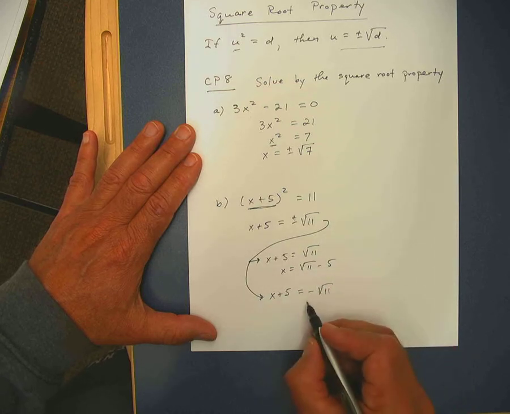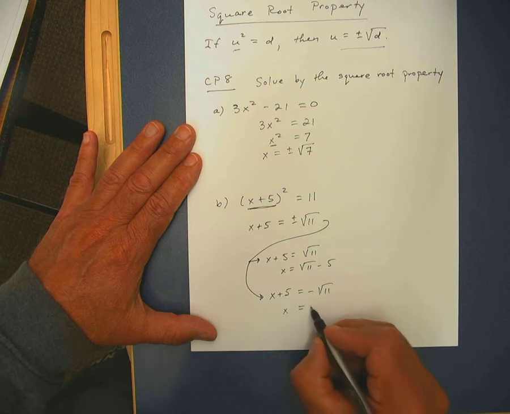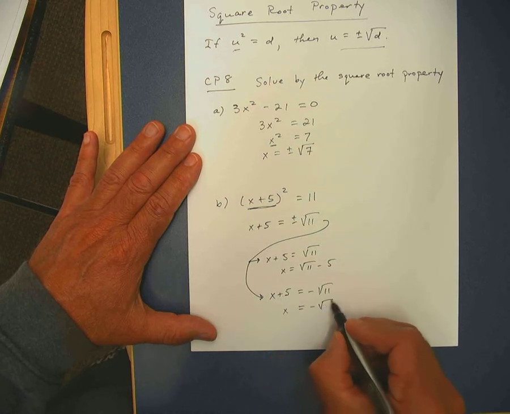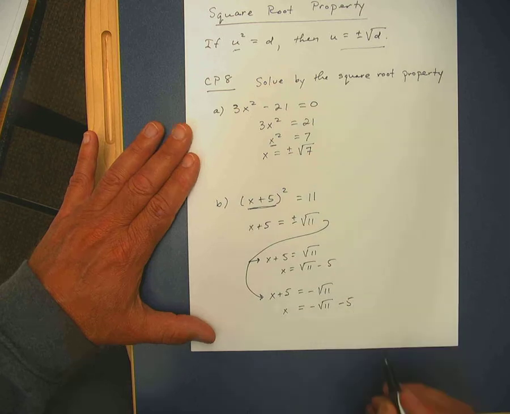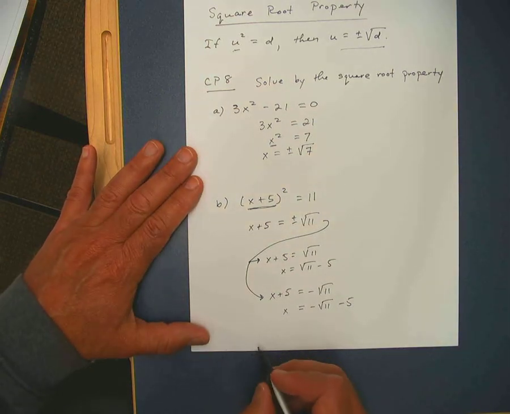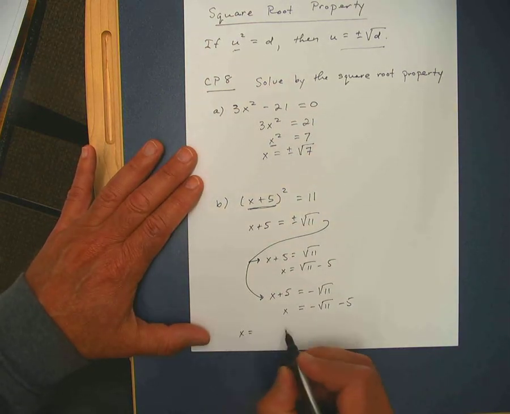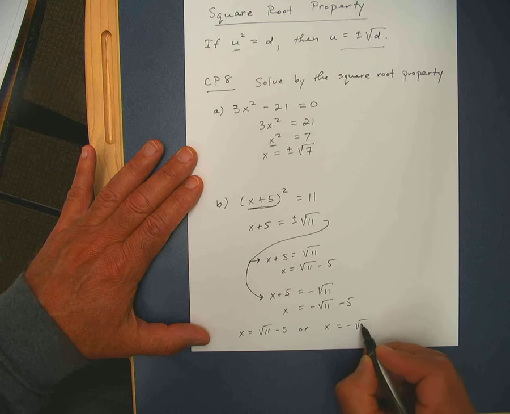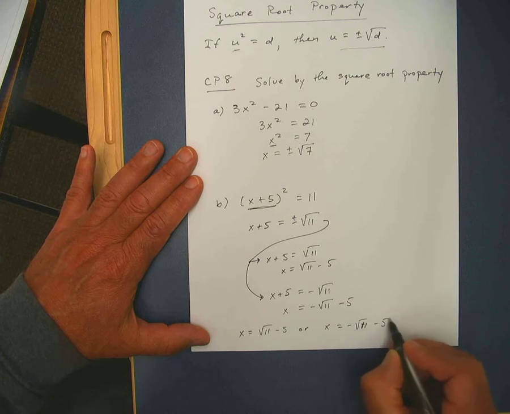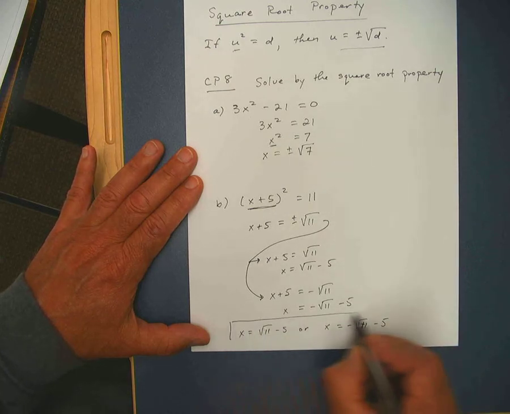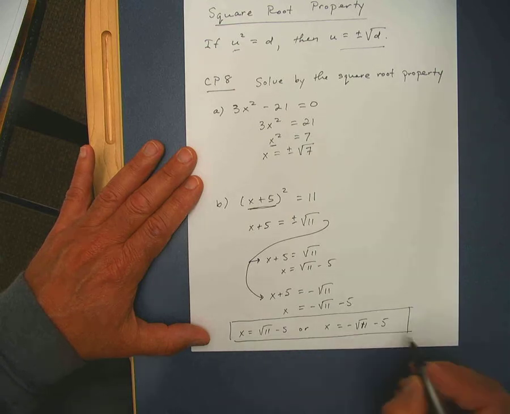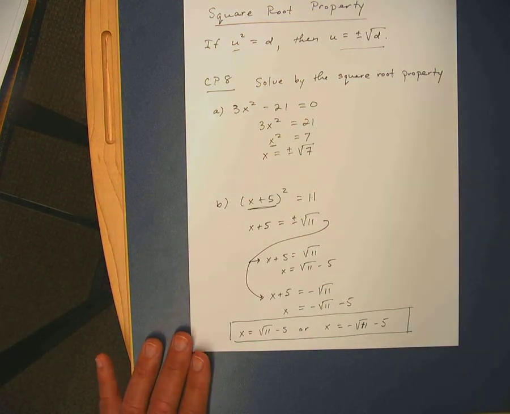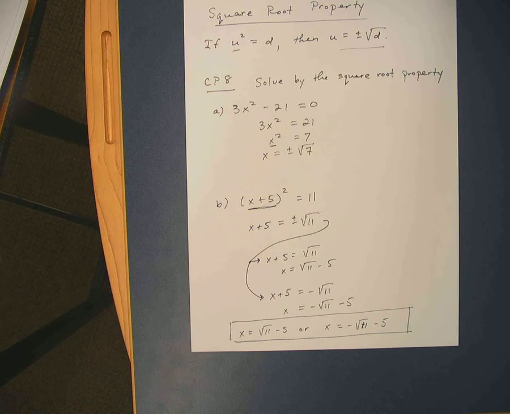And another solution would be x equals, again, if you subtract 5 from both sides, you get the opposite of the square root of 11 minus 5. So your two answers should be x is equal to the square root of 11 minus 5, or x equals the opposite of the square root of 11 minus 5. And it's a good idea when you have time to plug that in and check to make sure that it actually solves the equation.